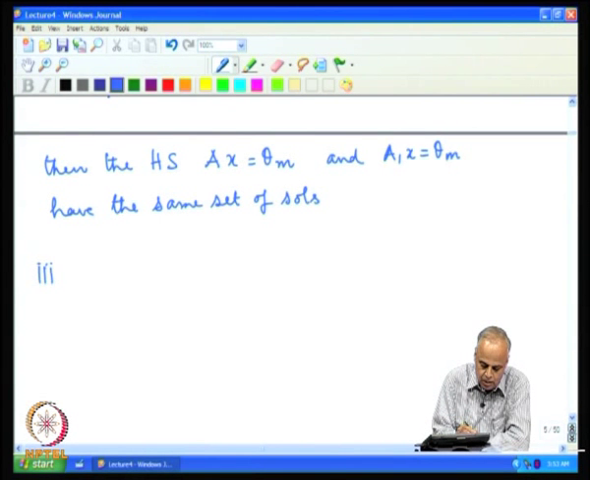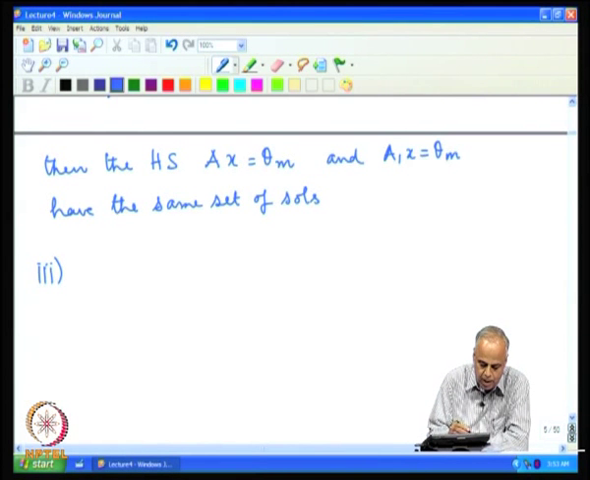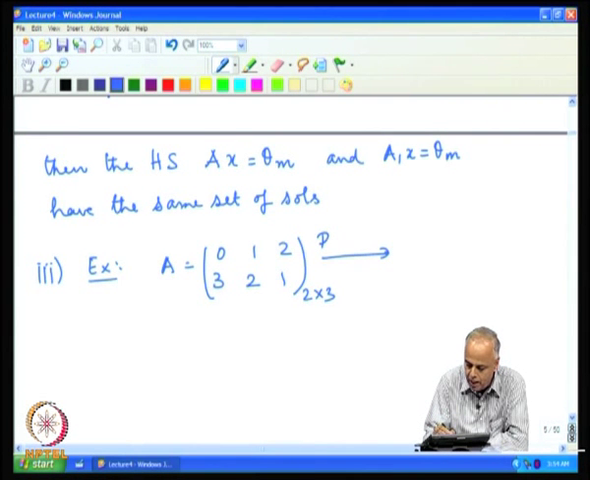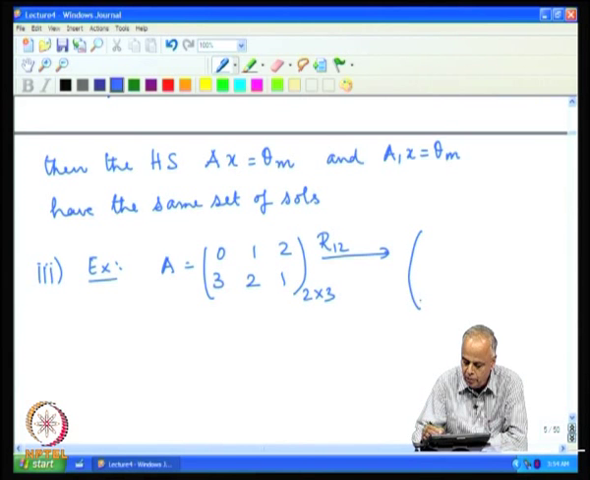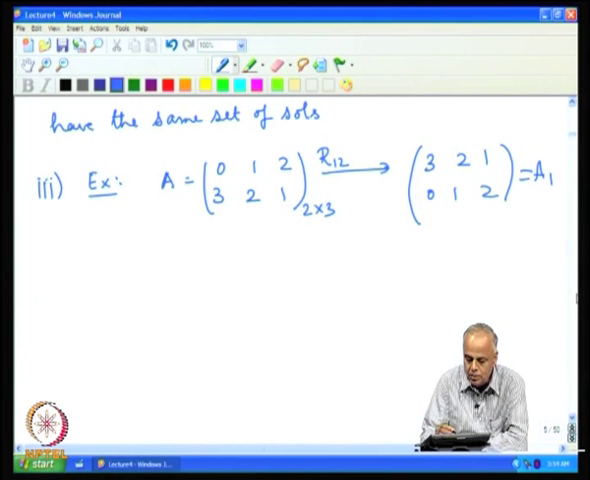The third observation we will make is, let us get back to our example. We had A equal to 0, 1, 2, 3, 2, 1, which is a 2 by 3 matrix, and when we applied R 1 2, we got 3 2 1 and 0 1 2, we call this matrix A 1. Now, let us look at the value of m in this case, it is 2.